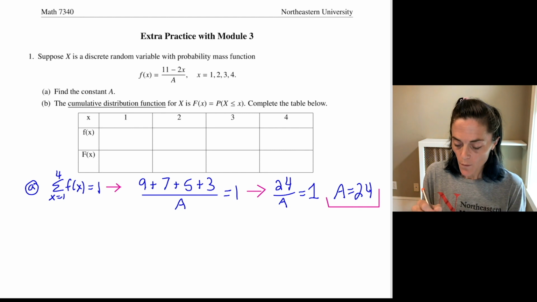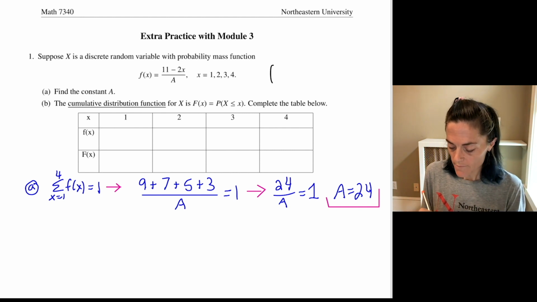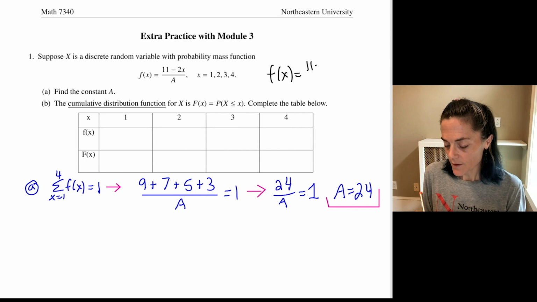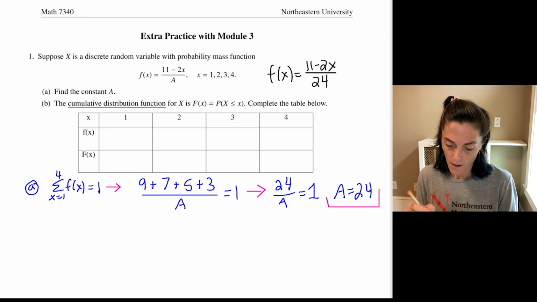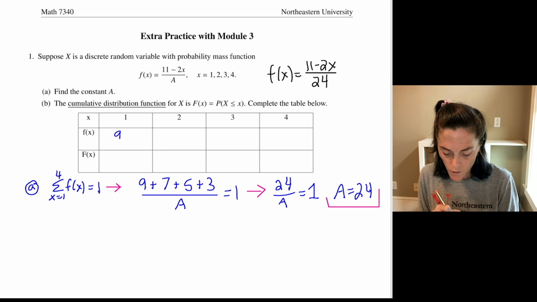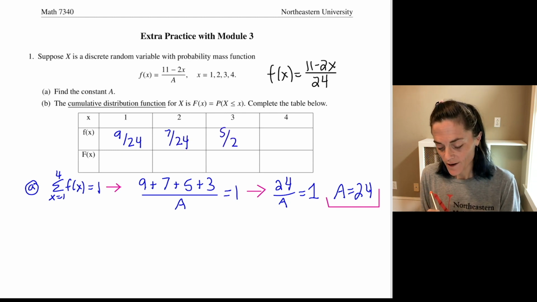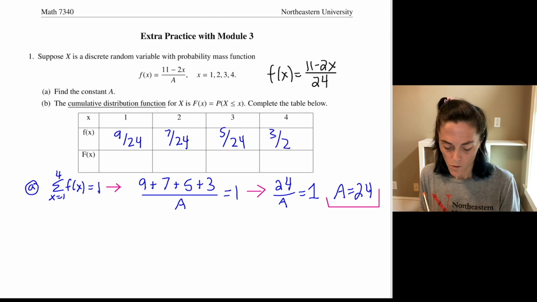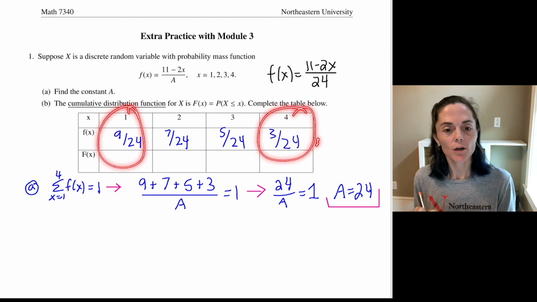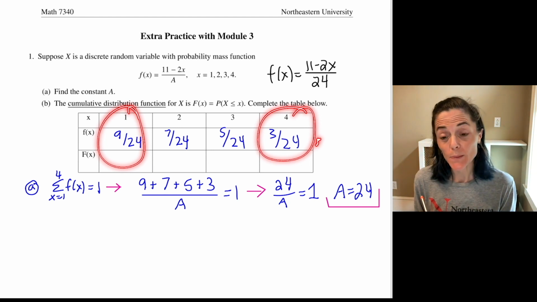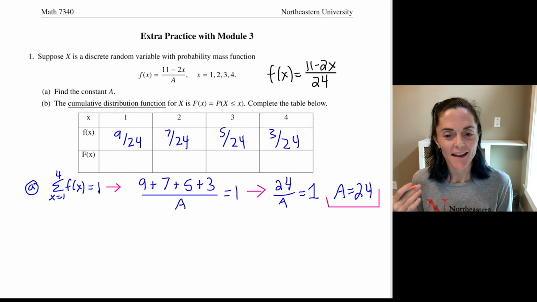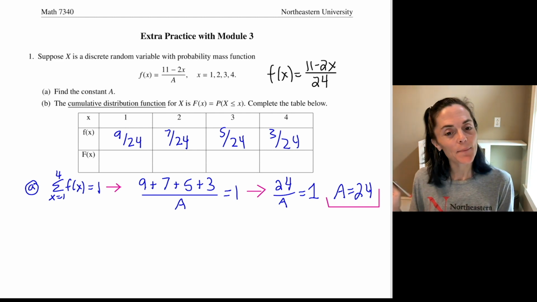All right, maybe I will write this over here. So my function is f of x equals 11 minus 2x over 24. Let's fill in the probability mass function. Okay, we have 9 over 24. We have 7 over 24. We have 5 over 24 and 3 over 24. Now, I could write these in lowered terms, but I'll just leave 24s in my denominator for all 4 of these. Now, capital F of x.